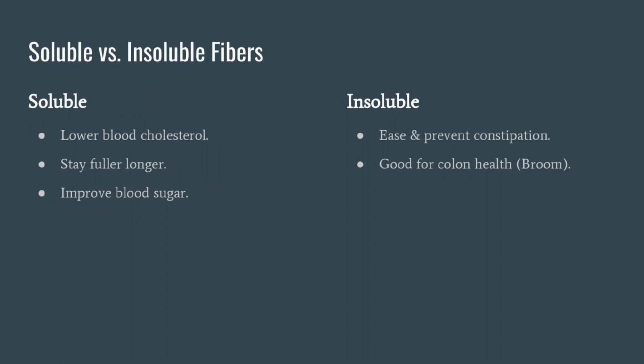For fibers, these 2 types have some functions that make them useful. For example, soluble fibers lower cholesterol, improve blood sugar, and make you feel full after eating them. Insoluble fibers, on the other hand, work as a broom, in which they prevent constipation and keep the colon healthy by protecting it from colon cancer.